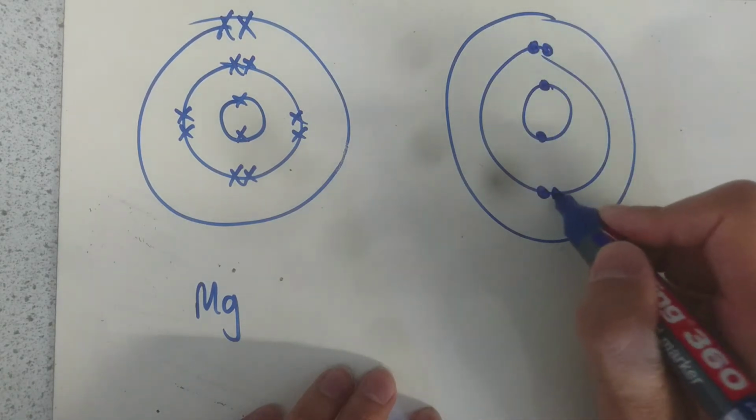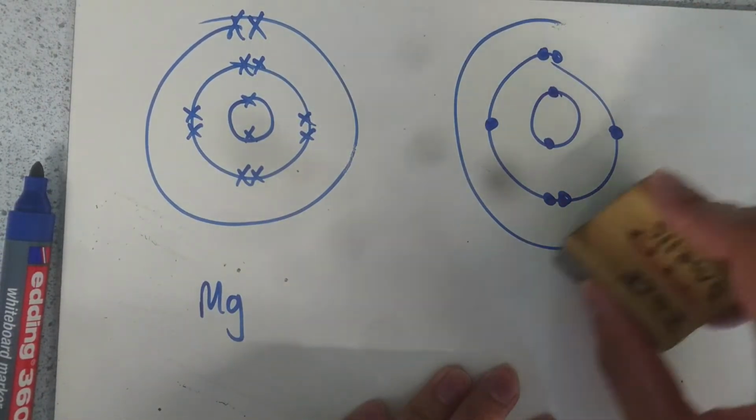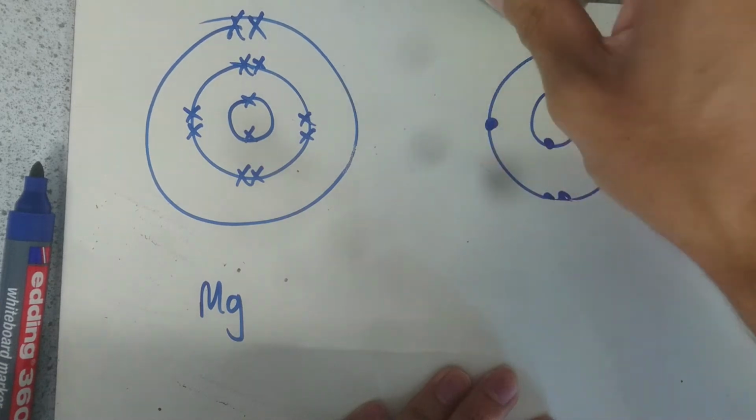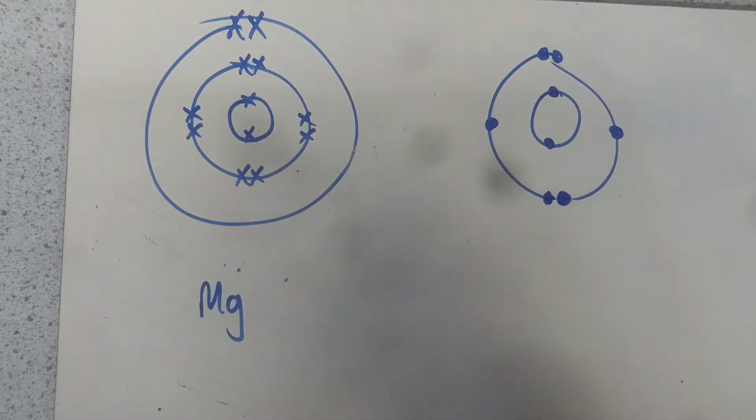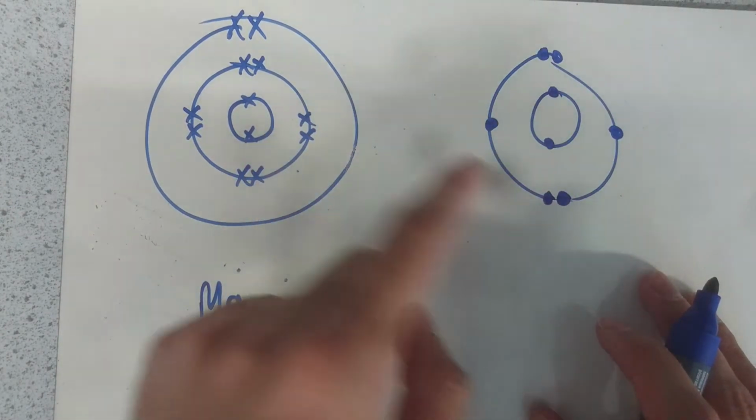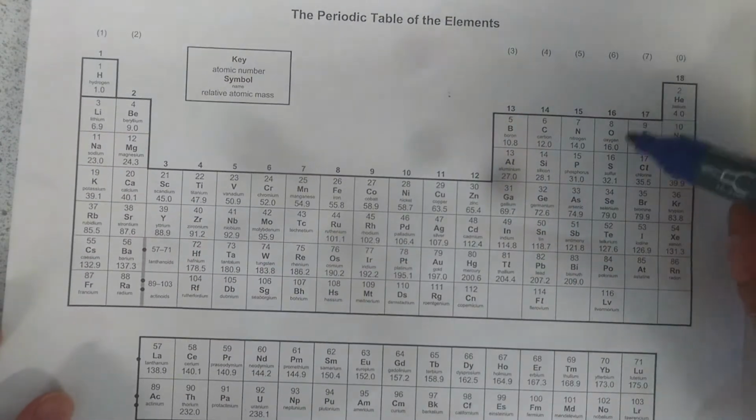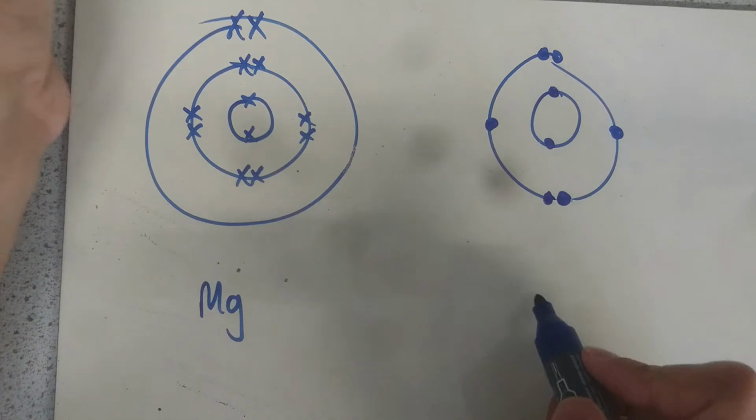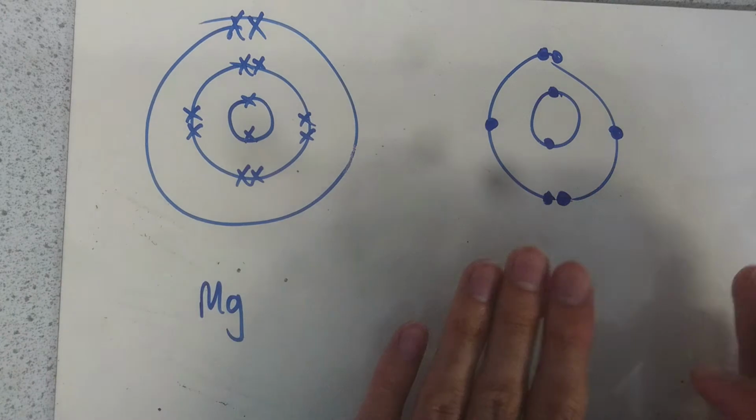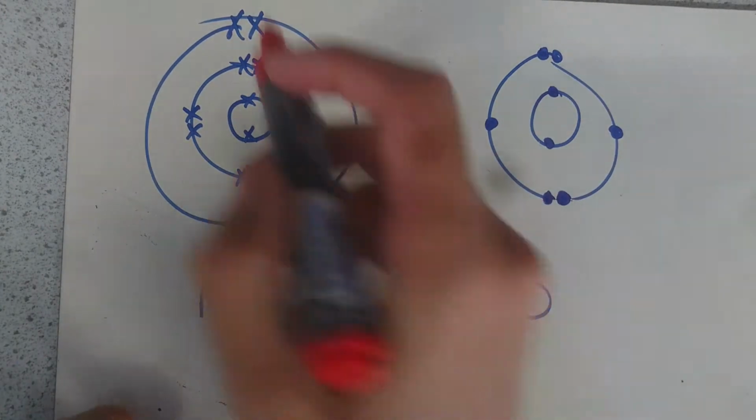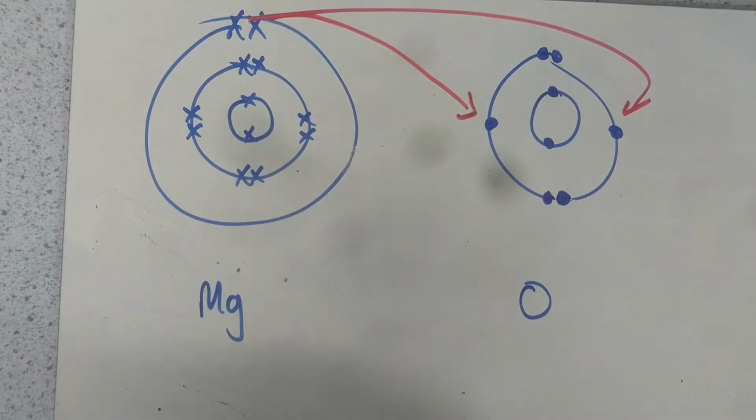Just need to draw all those shells. I will show a shortcut in a second how to draw these a bit quicker. This one, 8 electrons in total. We know it's in group 6. It's got 6 in its outer shell. So if I take a periodic table, group 6, 8 in total. This is going to be our oxygen. So magnesium needs to lose 2, oxygen needs to gain 2. So very simply, these 2 electrons are going to come across and go to the oxygen.